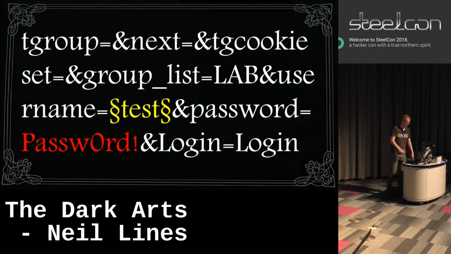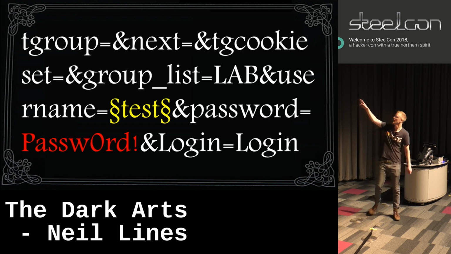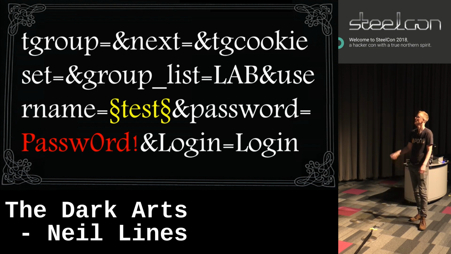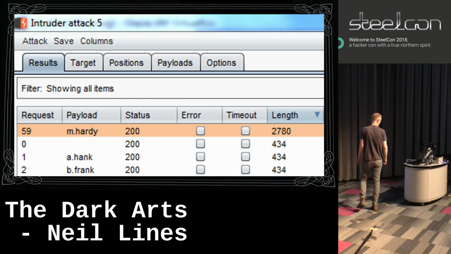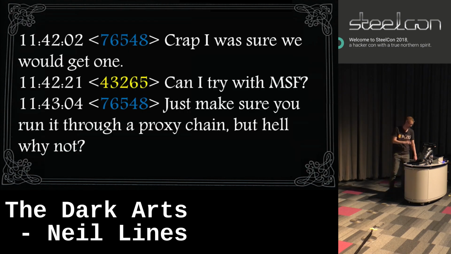But just to zoom in to show you, here's the request that I intercepted, and the username is the parameter of interest, so we highlight that, and that's where we inject all the usernames. And as you can see there, there's the chosen password. And this is what you would get if you're successful. This works all the time, and threat actors also use it. You can see there, M Hardy, and we've got a different length, so you know that the credentials would have worked. Crap. I was sure we'd get one.